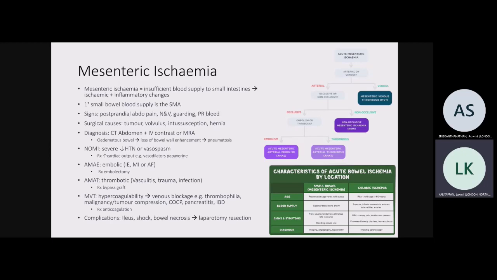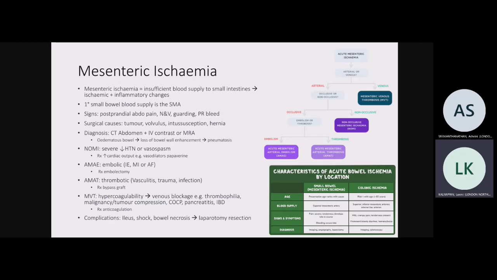Occlusive, however, can either be due to an embolism or a thrombus. So if it's embolic, that's, for example, a sign of IE even, or an MI or an AF where you've got a cryptogenic clot, and your treatment would be to remove that embolus, which is an embolectomy. If it's thrombotic, for example, due to having a history of vasculitis, or you've had trauma to your bowel, then the treatment would be bypass graft. And complications with mesenteric ischemia most commonly will be ileus.